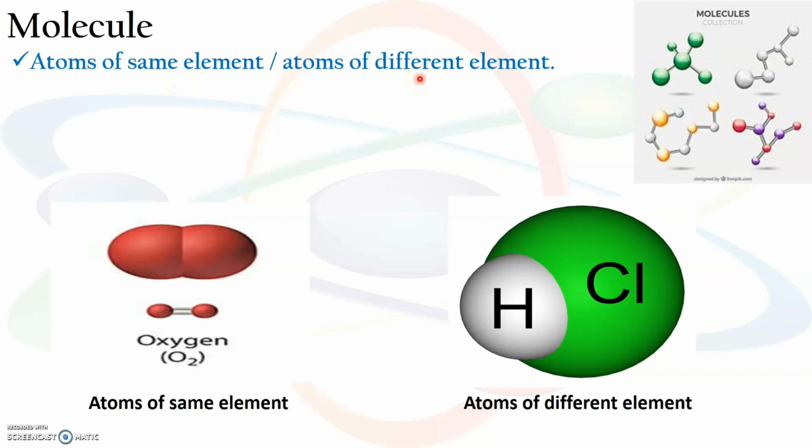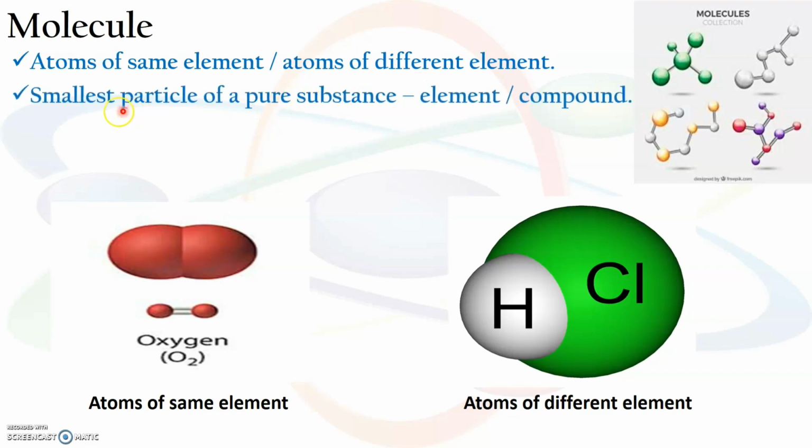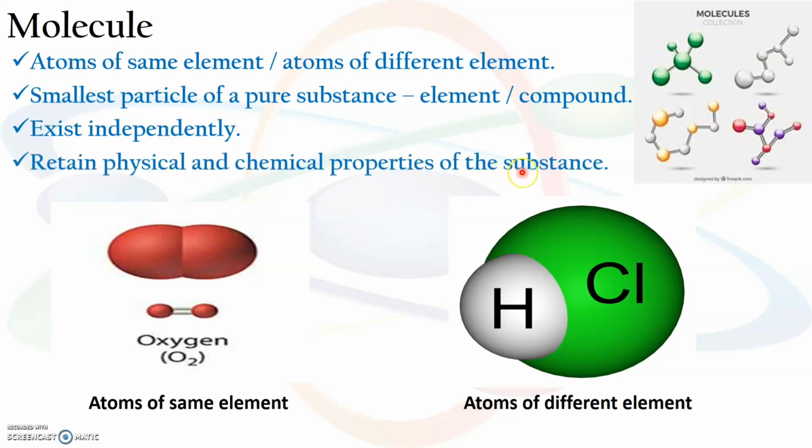We also know that a molecule is the smallest particle of a pure substance, that is, an element or a compound. Unlike an atom, molecules can exist independently. Also, the physical and chemical properties of a substance will depend upon its molecule. Or in other words, a molecule retains the physical and chemical properties of a substance.